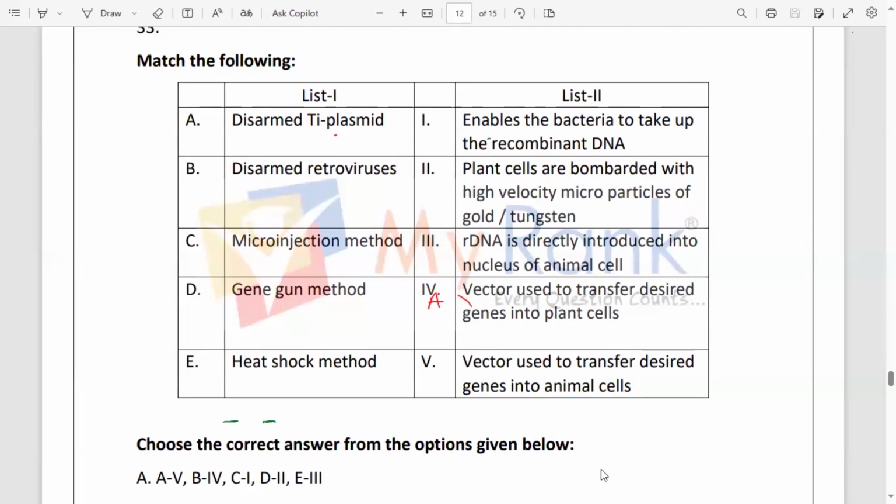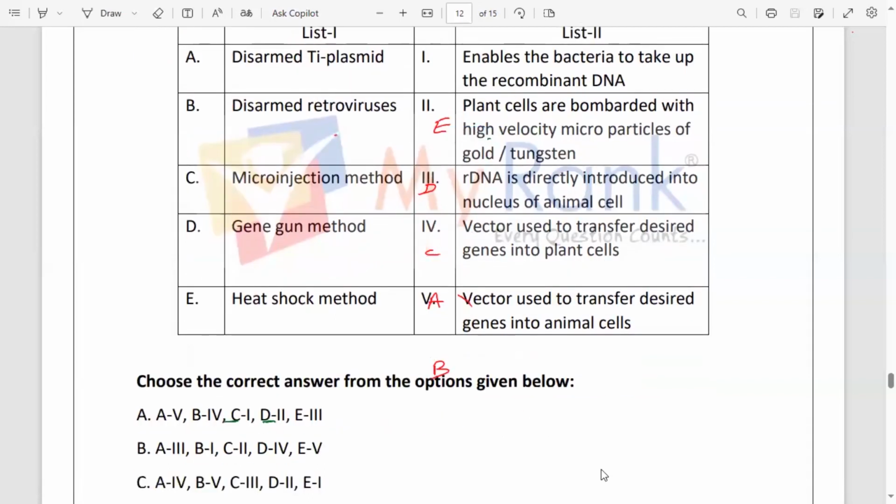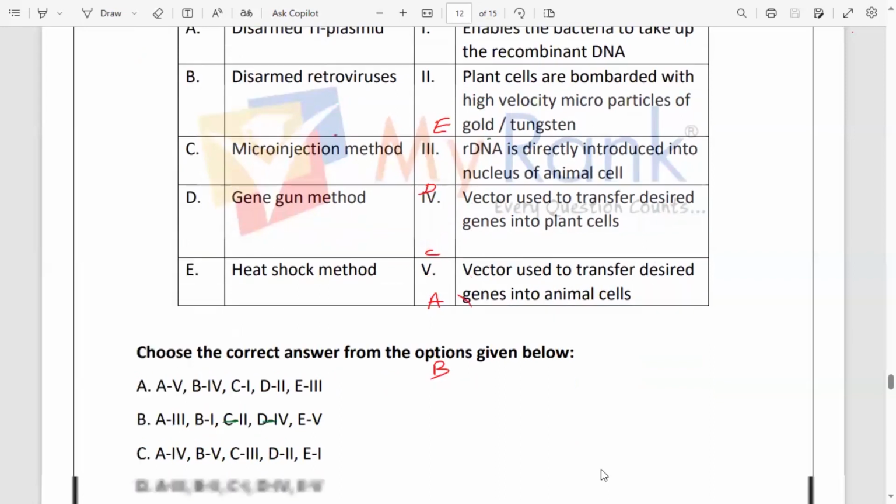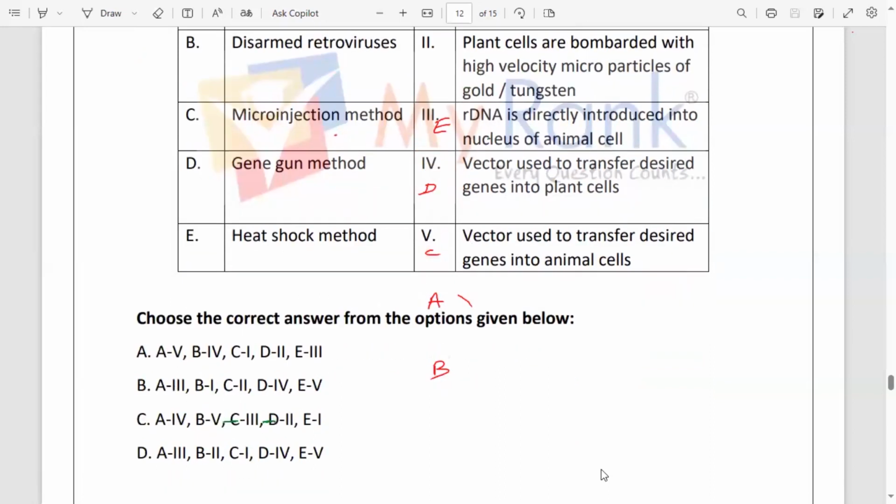Disarmed retroviruses are vectors used to transfer desired genes into animal cells. Microinjection method: directly the rDNA is introduced into the nucleus of the animal cell. C, gene gun method: cells are bombarded with high velocity gold or tungsten particles coated with the desired genes. This is D. Heat shock method enables bacteria to take up the recombinant DNA. This is E.